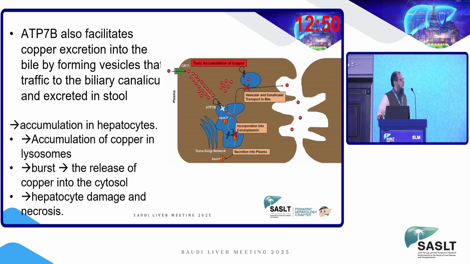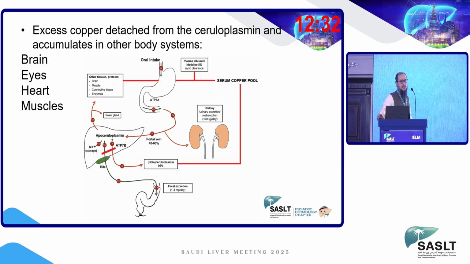So once we have a block or a dysfunctional ATP7B protein, copper starts to accumulate in the hepatocytes, accumulates in the lysosomes until they reach their full capacity, and eventually the lysosomes rupture. This rupture causes massive release of copper into the cytosol, thereby causing cell destruction, inflammation, and the liver manifestations that we see in Wilson disease.